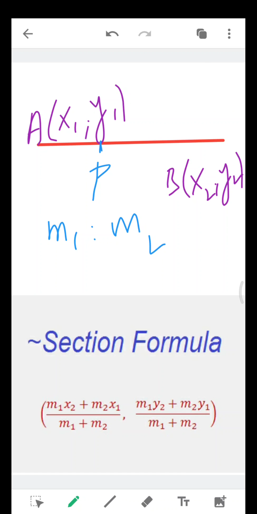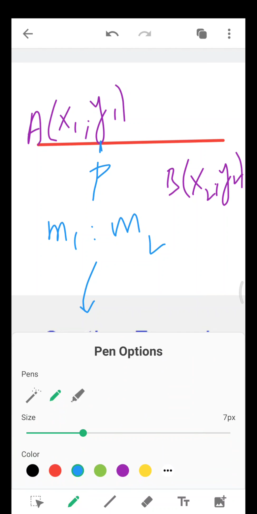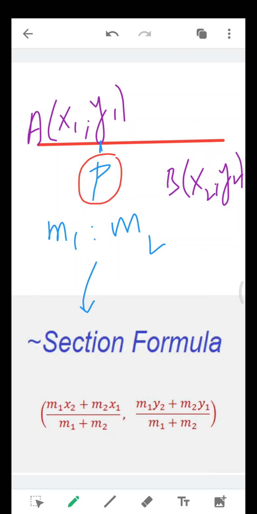So the section formula goes like this: m1 x2 plus m2 x1 by m1 plus m2, and m1 y2 plus m2 y1 by m1 plus m2. This is the formula we use to find this point P. To find P, we will have this ratio and these 2 points, x1 y1 and x2 y2. So we'll substitute all these in the formula: m1 x2 plus m2 x1 by m1 plus m2, and m1 y2 plus m2 y1 by m1 plus m2.